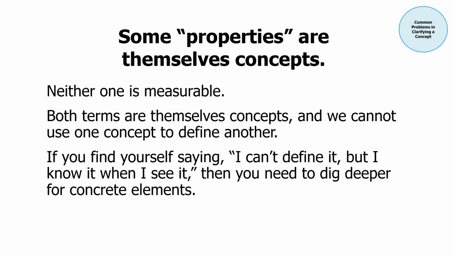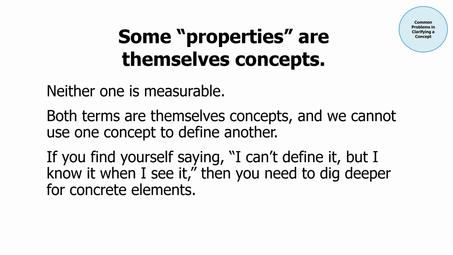Here was the second problem we encountered. Some properties are themselves concepts: social justice, free market. A lot of conceptual work needs to be done there, and these are concepts themselves. Neither one is measurable. Both terms are themselves concepts, and we cannot use one concept to define another concept.